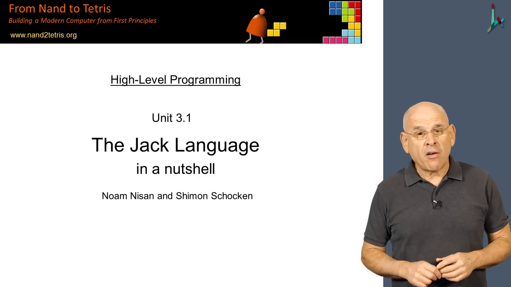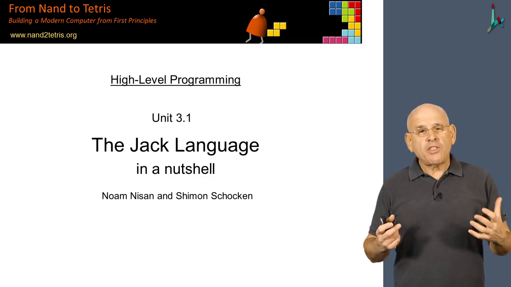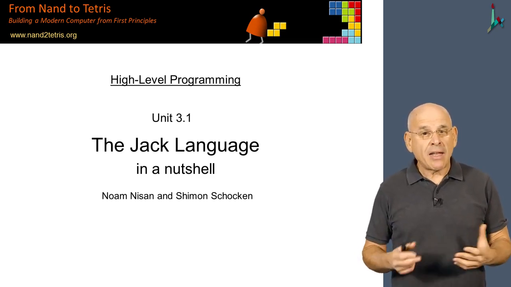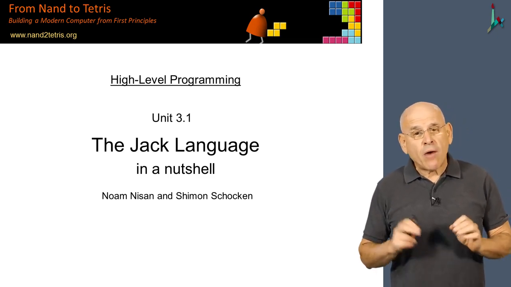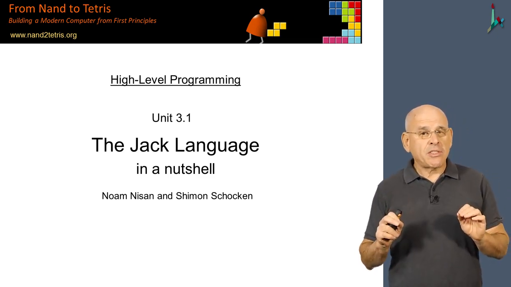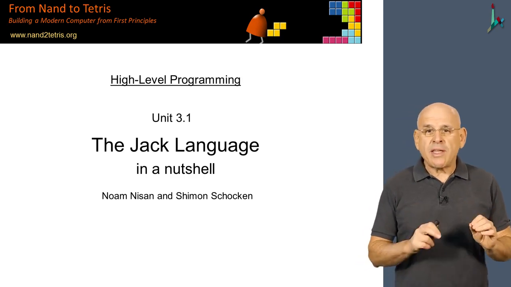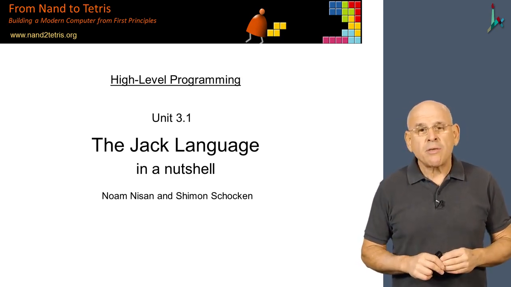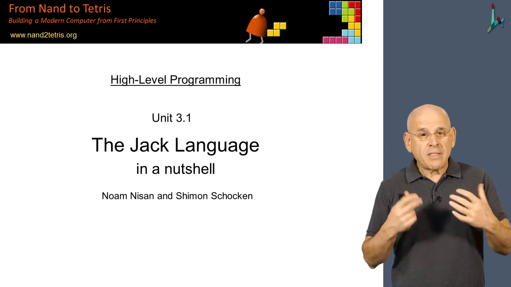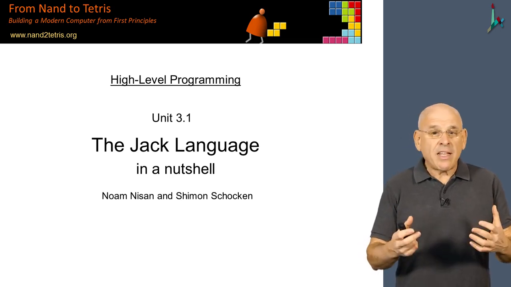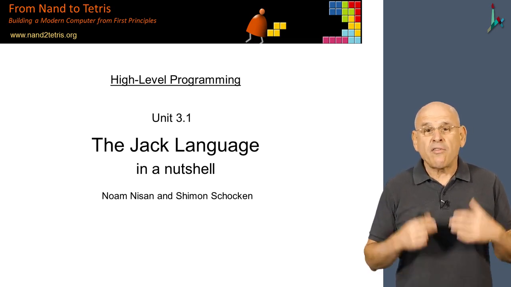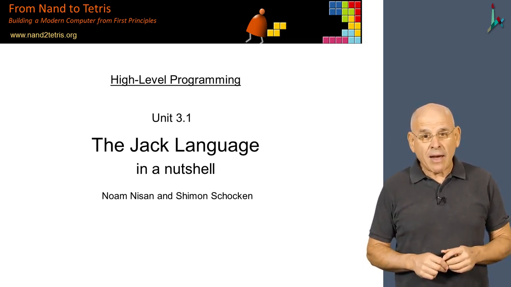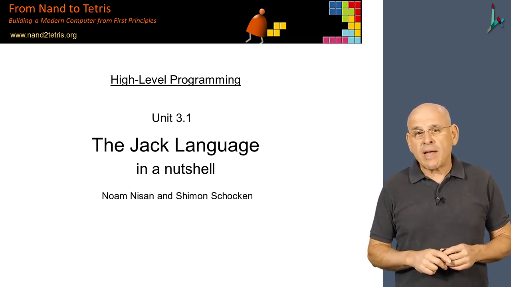Welcome to Module 3 of Nand to Tetris, in which we are going to discuss high-level programming in languages like Java and Python. However, we will not discuss these languages directly. Instead, we'll deal with the Jack language because we want you to participate in this fascinating process of not only using a high-level language, but also designing it from scratch and writing a compiler for it. And that's exactly what we'll do in Nand to Tetris.